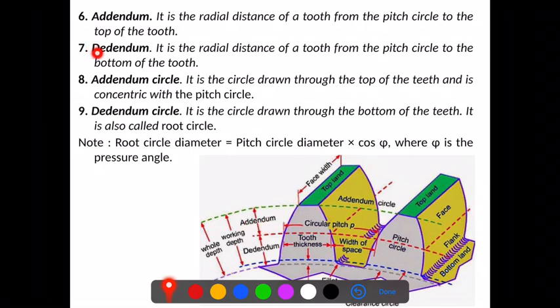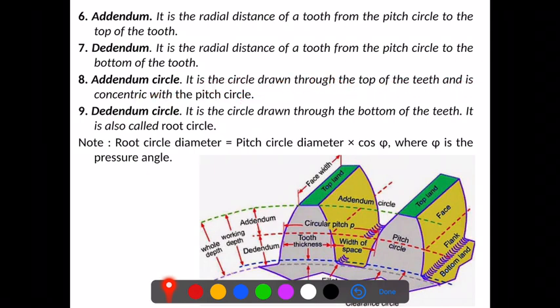While dedendum is a radial distance of the tooth from the pitch circle to the bottom of the tooth. So from the pitch circle to the bottom of the tooth, whatever the radial distance is, that is called a dedendum.